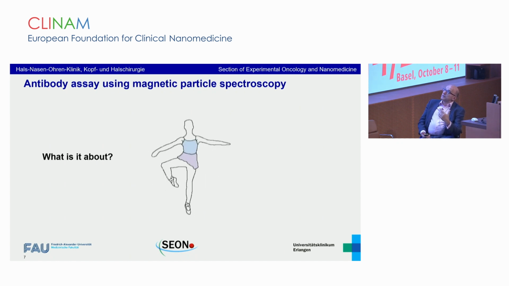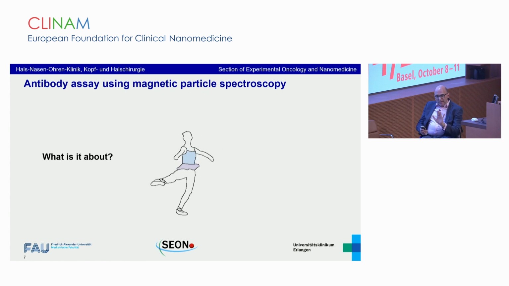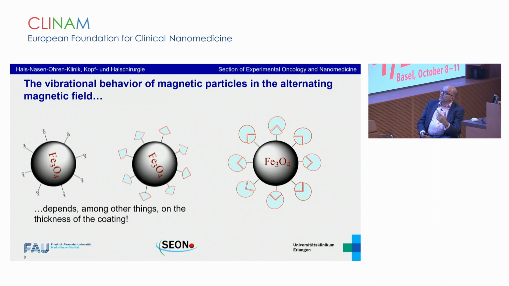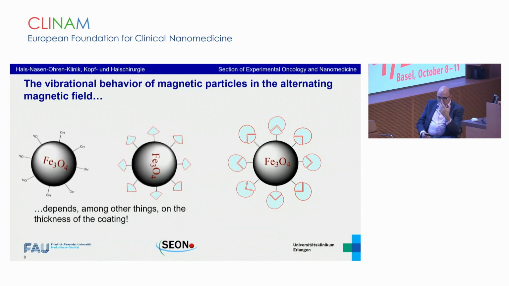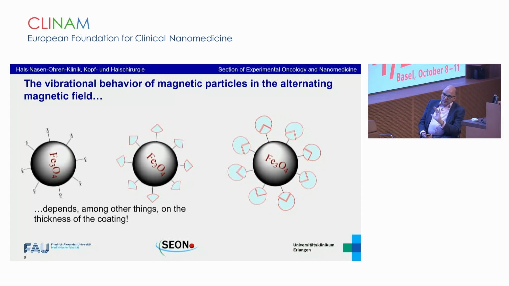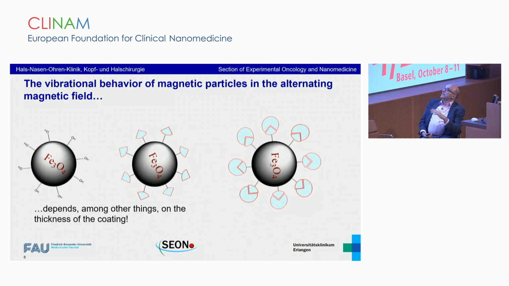Magnetic particle spectroscopy analyzes the magnetic behavior under an alternating magnetic field. That means you have here on the left side an iron oxide nanoparticle. If you apply this alternating magnetic field, then the iron oxide nanoparticle moves in a vibration behavior. If you add something on the surface, then the behavior of these nanoparticles is different. And for example, if you place here an antigen to potentially detect antibodies, then you see that the behavior of the magnetic particles is different.